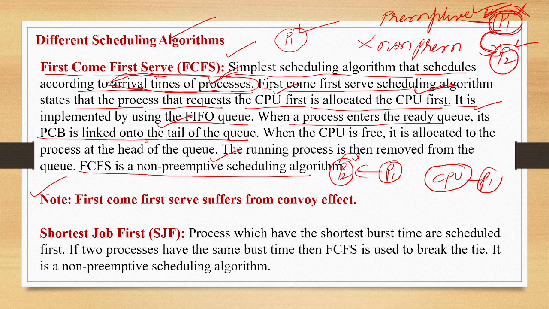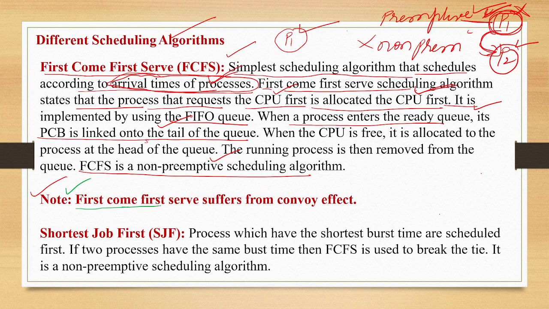If P1 is executing on the CPU, the CPU will be available only when P1 completes its execution. Only after P1 completes execution can we remove the CPU from P1. Otherwise we cannot. This is called non-preemptive. Non-preemptive means we cannot preempt the CPU. Preemptive means we can preempt the CPU. FCFS is which type of algorithm? It is non-preemptive. That means once the CPU is allocated, we cannot remove it until the process completes or releases the CPU. Here there is a problem with the FCFS scheduling algorithm.